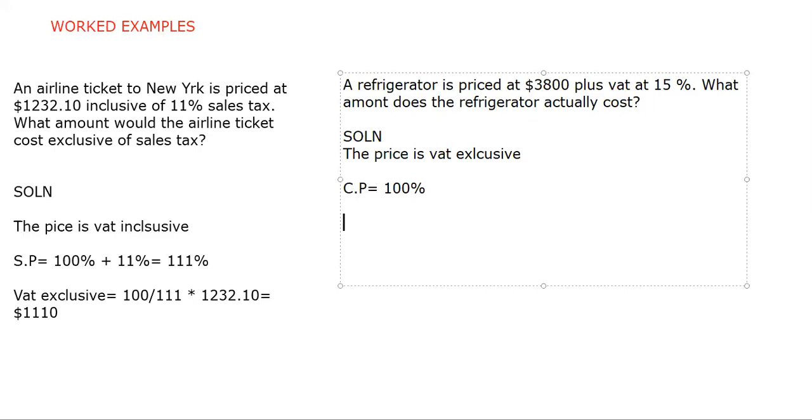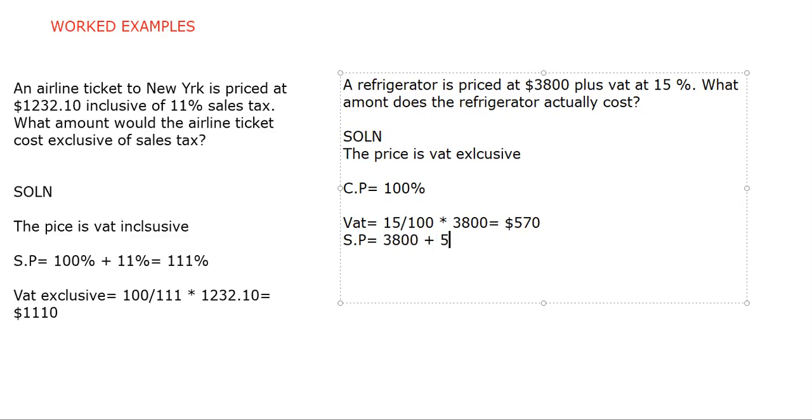We need to work out our VAT of 15%, 15 over 100, multiplied by 3,800, which would give us 570. And then our selling price would be equal to 3,800 plus the VAT that we just worked out, which is equal to 4,370.